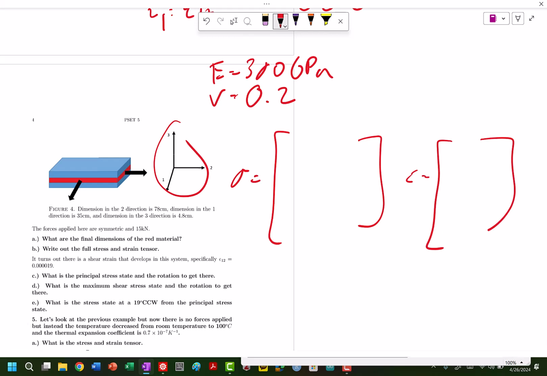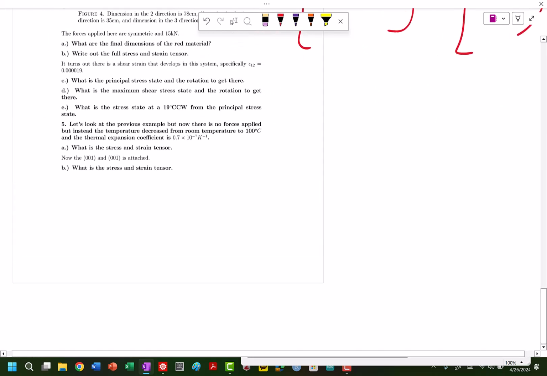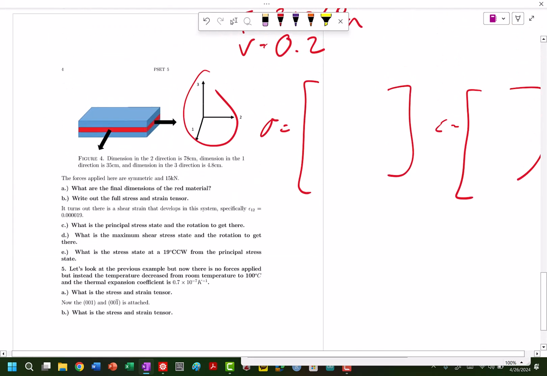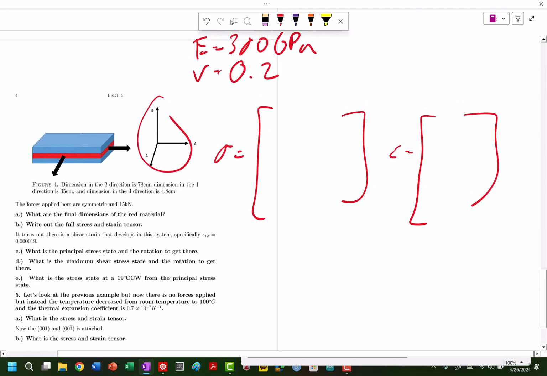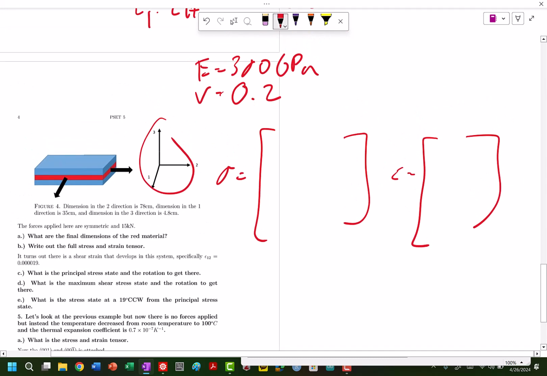Okay, so now let's get into, we got one. We have one more? We do have one more. Oh, yeah, I like it. Okay, so what's happening here? So we do have a stress in the 1-1. It's going to be positive. We have a stress in the 2-2, which will also be positive.